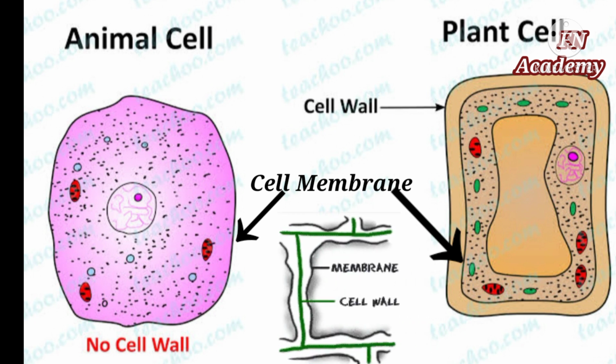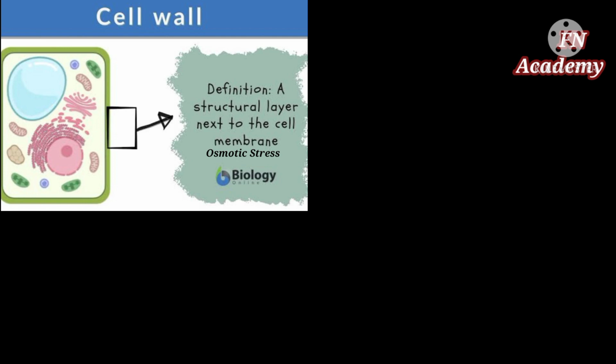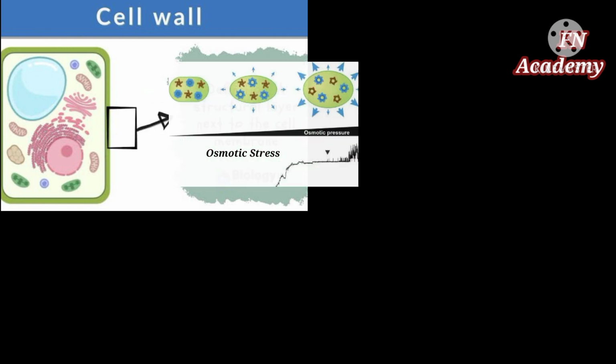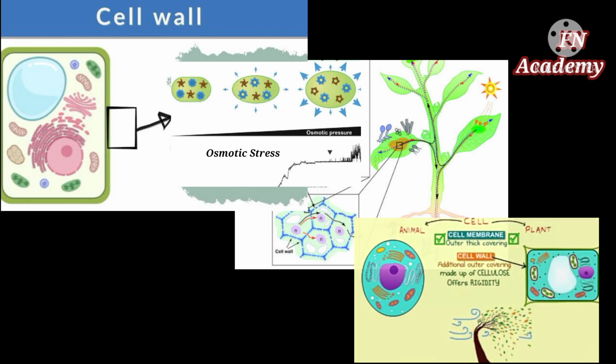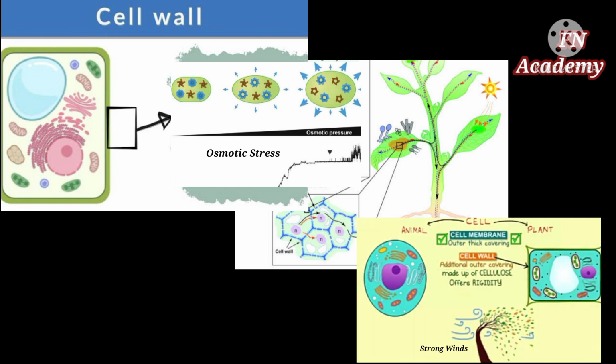Now coming to the second component, that is the cell wall. Initially I told you that animal cells and plant cells are different from each other. One of the differences is that plant cells have an additional outer covering apart from the cell membrane. This is called the cell wall. The cell wall surrounds the plasma membrane of plant cells and provides tensile strength and protection against mechanical and osmotic stress. The cell wall offers rigidity to plant cells to sustain conditions like an increase in temperature and strong winds.